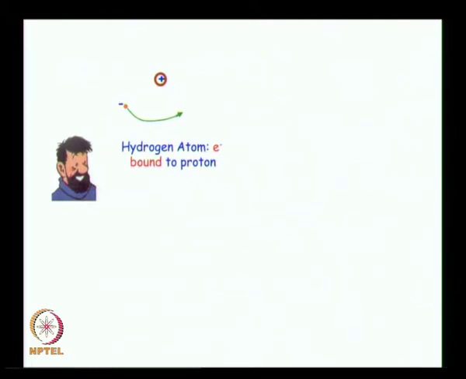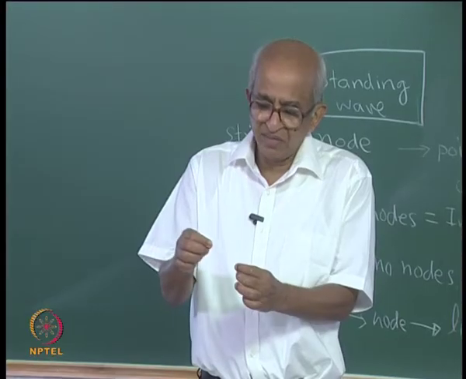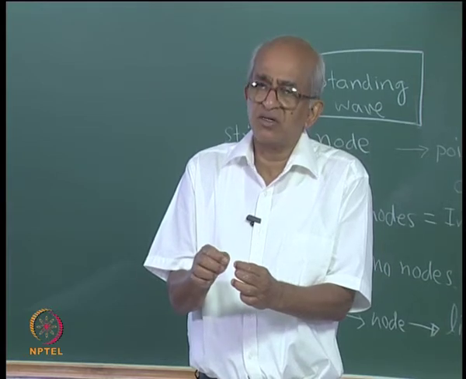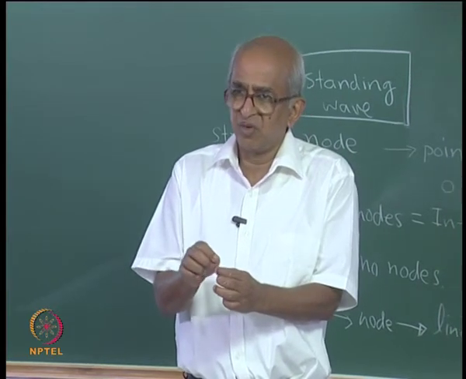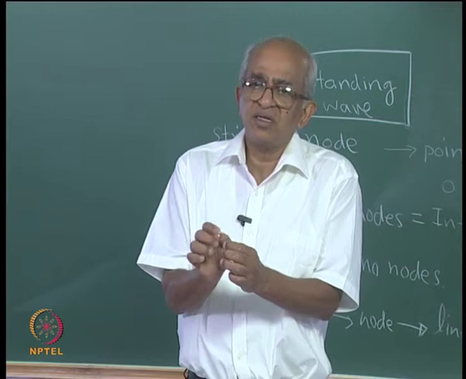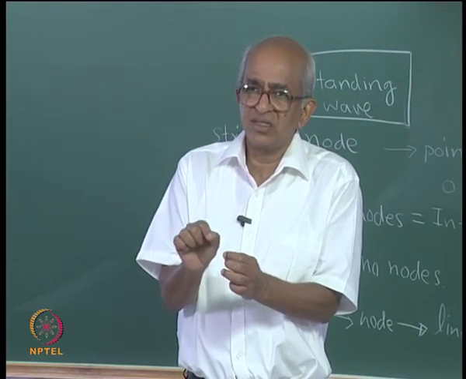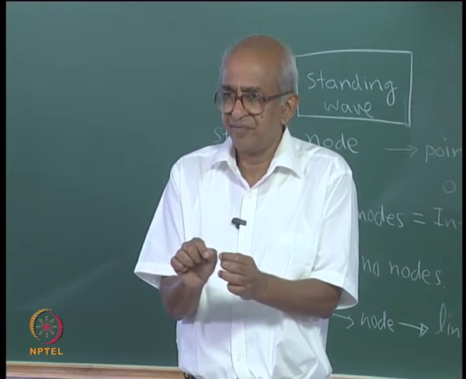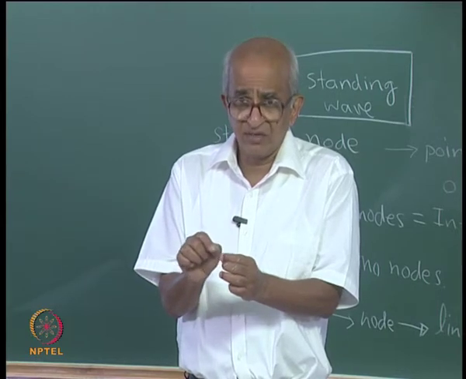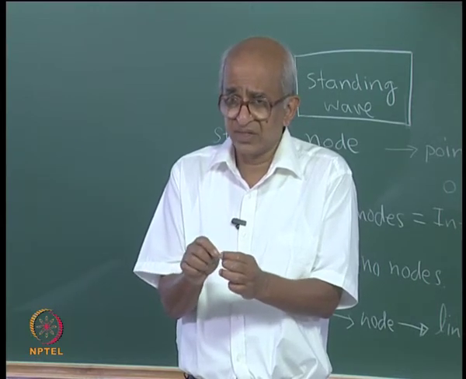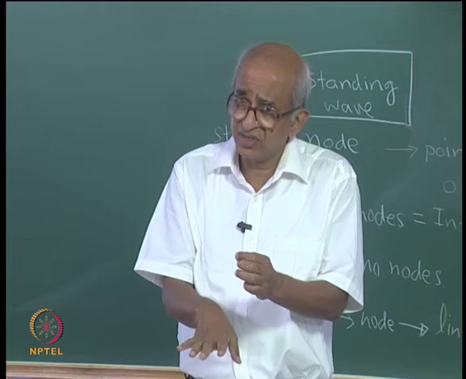Imagine you have a hydrogen atom. What is a hydrogen atom? You have a proton and you have an electron. And imagine I have a situation where the electron has been put close to the proton. Then I know that the proton is positively charged, the electron is negatively charged. So, there will be an attractive interaction, the Coulombic attraction, that will actually lower the energy of the system.